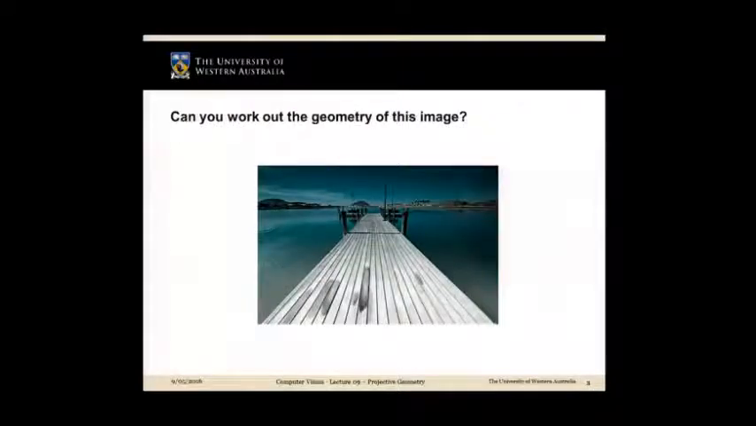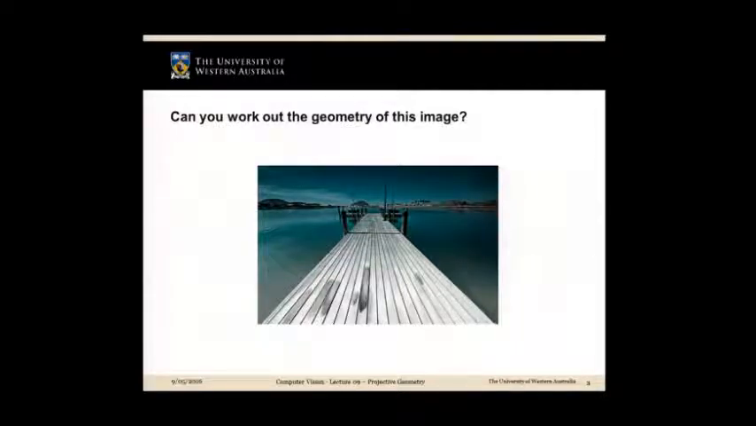Now if you look at this image, can you work out the geometry of this image? What do you see here? Lines, that's correct. So we have two parallel lines, right? That represent the sides of the jetty, right? But if you look at the planks, yes, there could be multiple lines. But if you just look at the edges, then you have two parallel lines here, right?